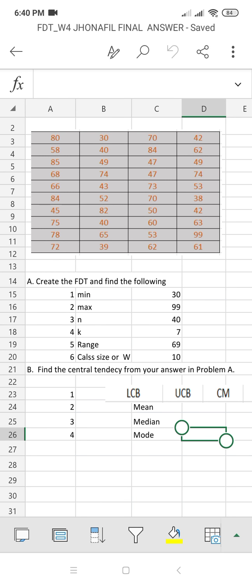So this is the given task. A: create the FDT and find the following: the min, max, N, K, range, and class size or W. Then B: find the central tendency from your answer in problem A: the mean, median, and mode. So here's my answer to this.